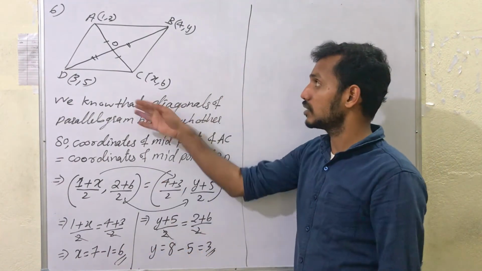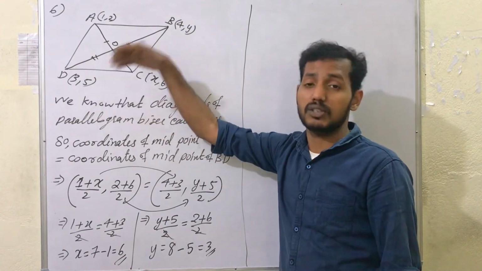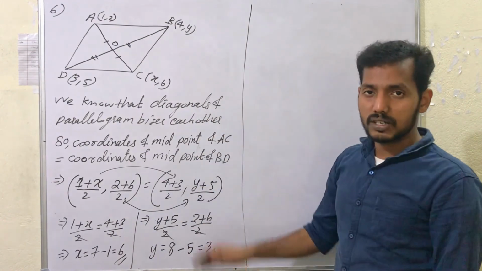So you need to remember the concept, that is properties of parallelograms, rhombus, square, as well as the properties of different types of triangles to solve the questions from coordinate geometry.